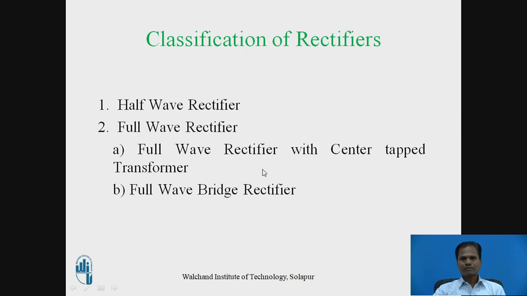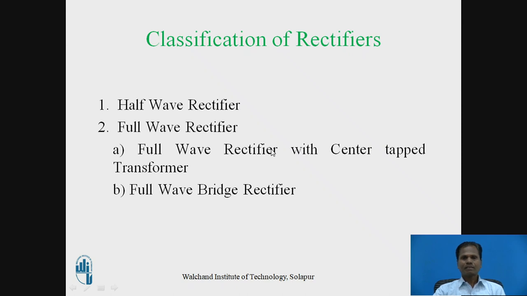Now, let us start with the definition of rectifier circuit. Rectifier circuit is an electronic circuit which converts input AC power into output DC power. Input AC current and voltage are converted into output DC voltage and current. The basic application of rectifier circuit is that it is mainly used in DC power supply.